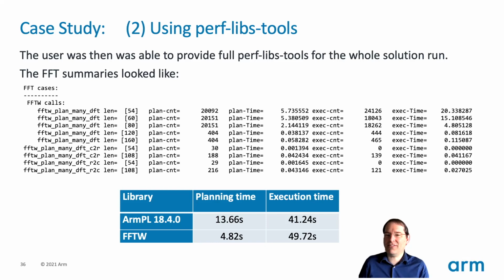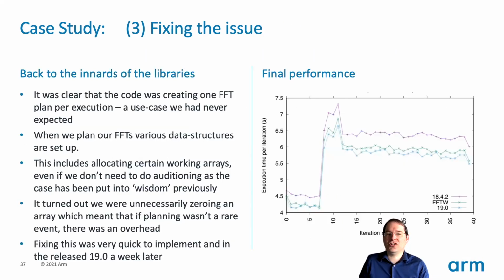Now, the reason for this is actually also indicated on this table. If you look at the top, you can see the number of times that the planning stage has been done. So 20,000 plans have been made and executed 24,000 times. So that's pretty much one plan per execution in this case. And as you'll recall before, the idea is you plan once and you use this plan many, many times, whereas this application did not work in that manner. So it was planning, using, destroying the plan each time.